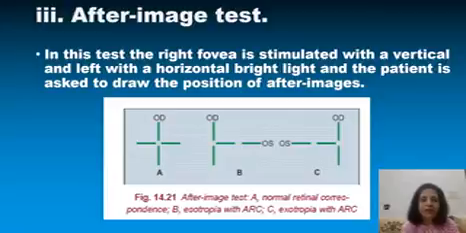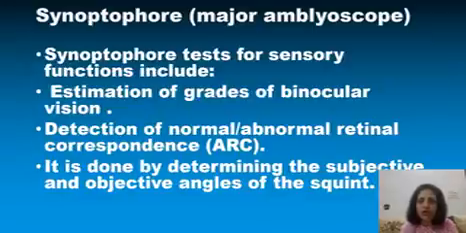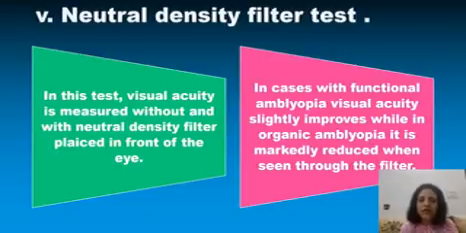After image test: the right fovea is stimulated with a vertical and the left with a horizontal bright light, and the patient is asked to draw the position of the after images. This is a synoptophore for testing the grades of binocular vision. Details of synoptophore are not required for undergraduate level. And neutral density filter: the visual acuity is measured without and with the neutral density filter placed in front of the eye. In case of functional amblyopia, visual acuity usually improves with the neutral density filter, and in organic amblyopia, it will be reduced.